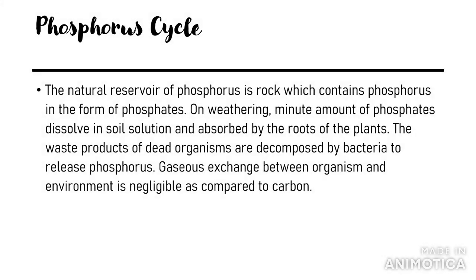Phosphorus cycle. The natural reservoir of phosphorus is rock, which contains phosphorus in the form of phosphates. On weathering, minute amounts of phosphates dissolve in the soil solution and are absorbed by the roots of the plants. The waste products of dead organisms are decomposed by bacteria to release phosphorus. Gaseous exchange between the organism and environment is negligible as compared to carbon.